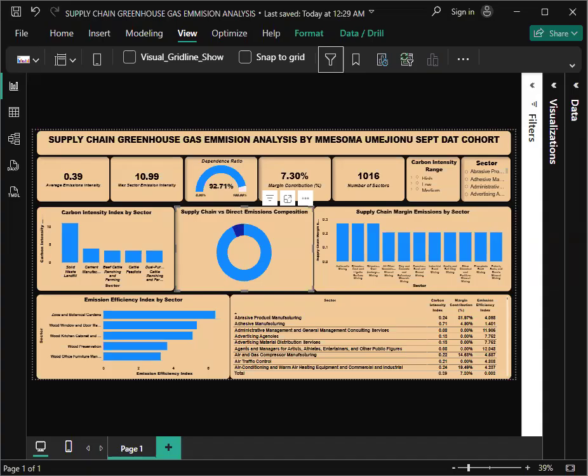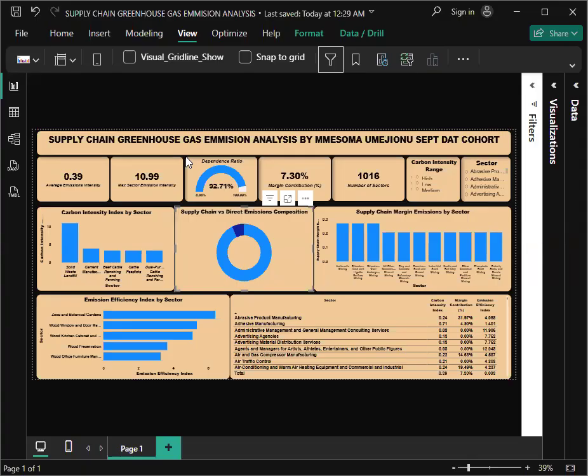Okay, my name is Miss Emmision, and I'm going to walk you through an overview of this supply chain greenhouse gas emission analysis. So this dashboard focuses on the carbon intensity, the supply chain dependency, margin emissions, and efficiency to identify high impact areas for emission reduction.